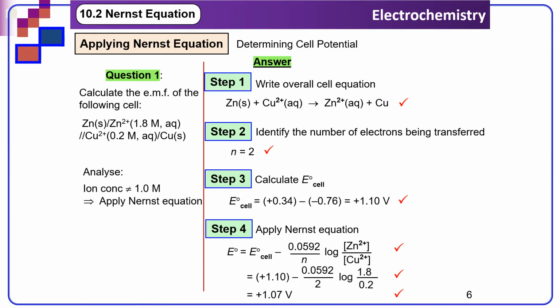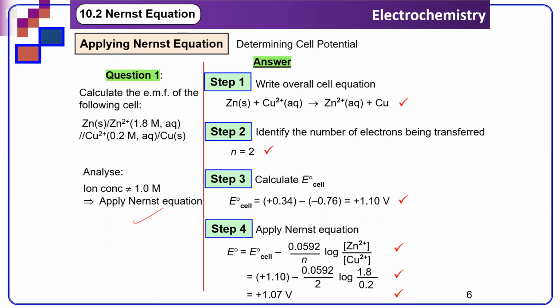Okay. Now look at question 1. Determining cell potential. Calculate the EMF. Apa dia EMF? EMF adalah electromotive force. Samalah dengan E cell ya. Okay. Sama juga dia bagi kita cell notation. Okay. Analyze the ion concentration is not equal to 1 molar. So kita kena apply Nernst equation.